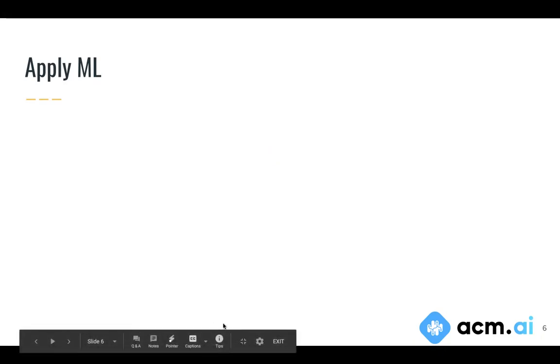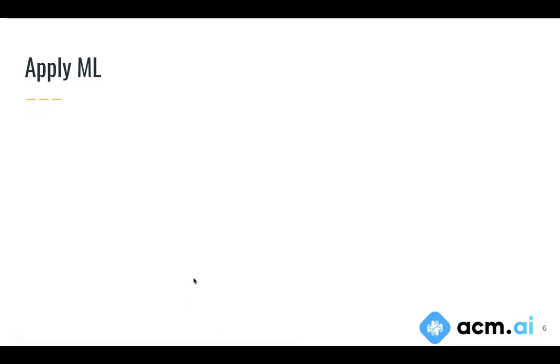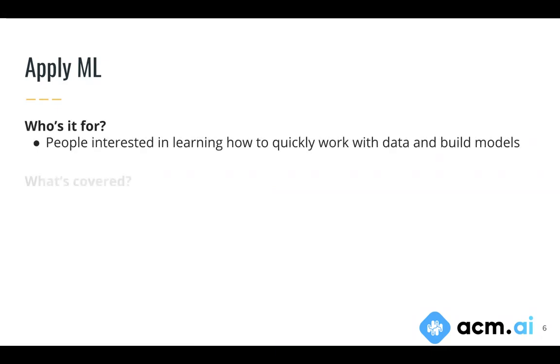So, yep, that was a little bit about ACM as a whole and our workshops committee. So now let's start talking about the Apply ML track specifically. Just a few details about the Apply ML track. First thing is who it's for. Apply ML is for anybody that is interested in, like it says on the slide, learning how to quickly work with data and build models.